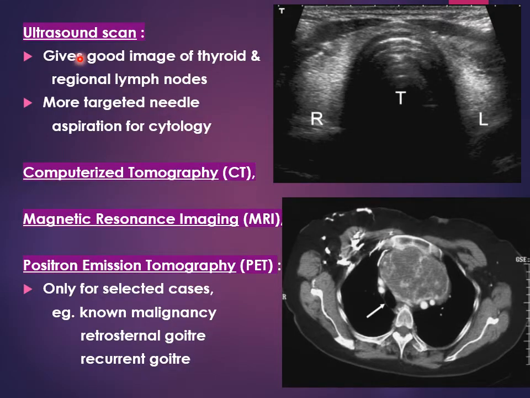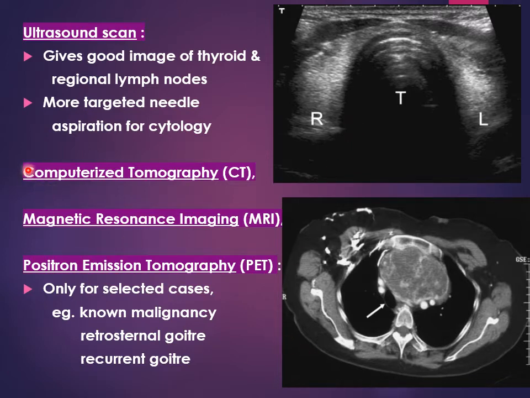Okay, this is an ultrasound scan. It gives a good image of the thyroid and the regional lymph nodes around the thyroid, and it is also useful in needle biopsies, where you can obtain a more targeted needle aspiration for cytology when you do it under ultrasound guidance.